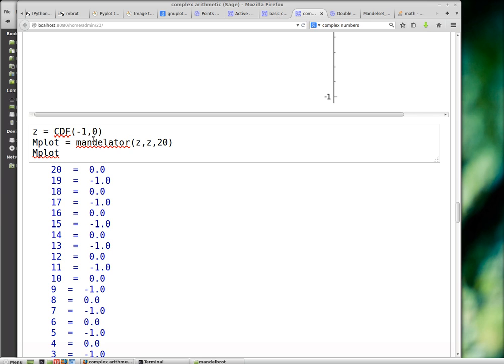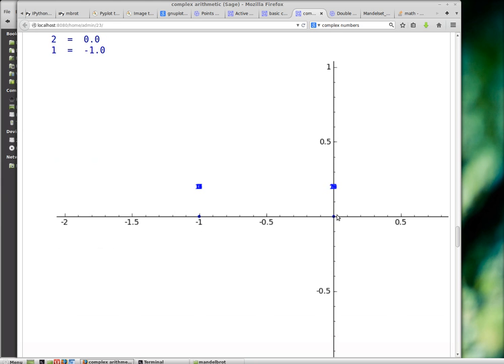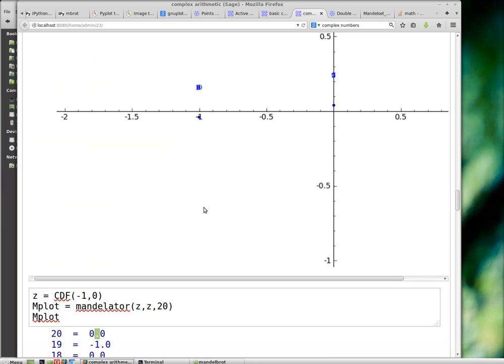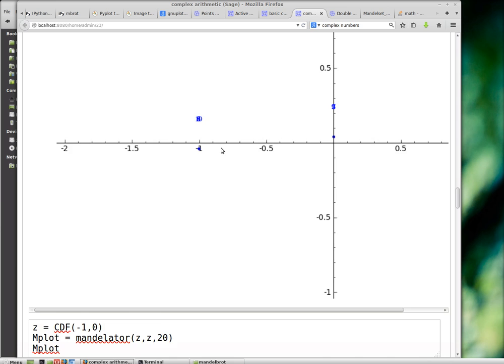Here's sort of a dumb one that's in the Mandelbrot set, -1 and 0. You can see that the alternation here is just kind of dumb. It just goes 0, -1, 0, -1. And so here's the picture of that, which is sort of similar to this point that was nearby, isn't it? That's kind of mysterious.